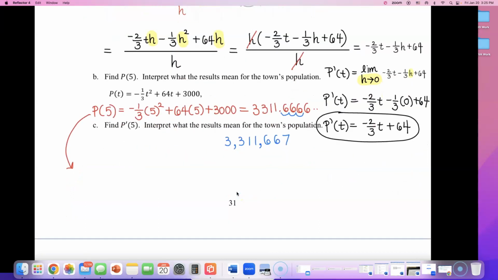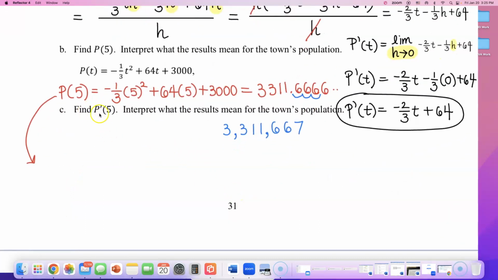Now, I kind of invaded all the room for part C, but I'll do part C now. This time, they want us to find P prime of 5. Okay, so I'll do that now. P prime of 5, I can use the derivative function that we found over here. Let's plug in 5 in there. Negative 2 over 3 times 5 plus 64. All right, what's that going to be? Let me type this into my scientific calculator. Negative 2/3 times 5 plus 64.